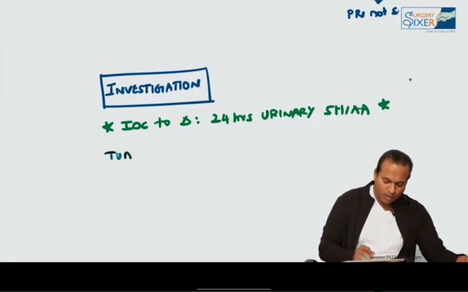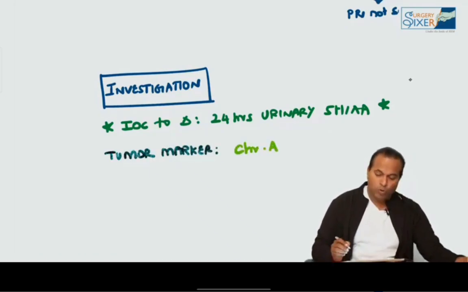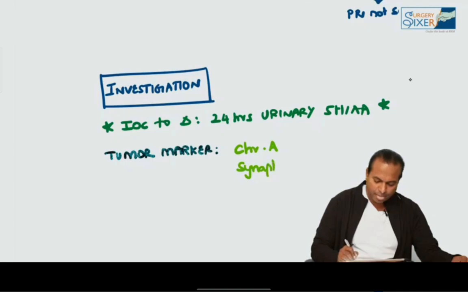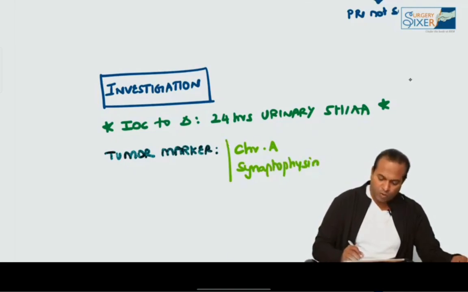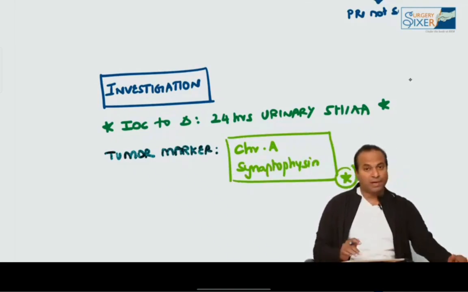And what is the tumor marker for carcinoid tumor? The tumor markers of carcinoid tumor are chromogranin A and synaptophysin. These are the 2 important tumor markers. Please don't forget the tumor markers.